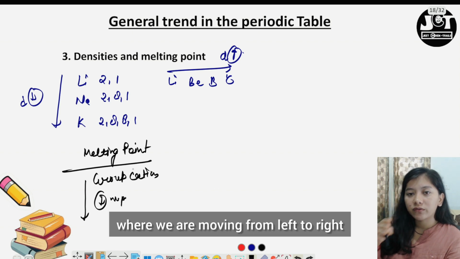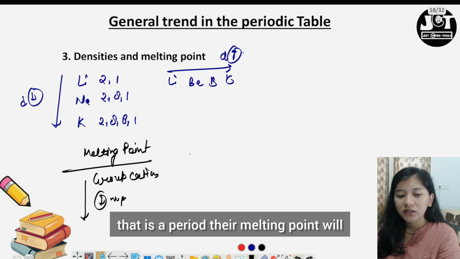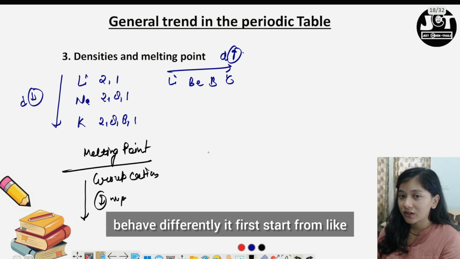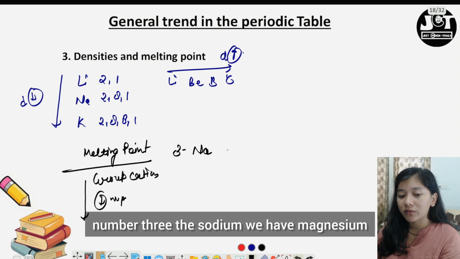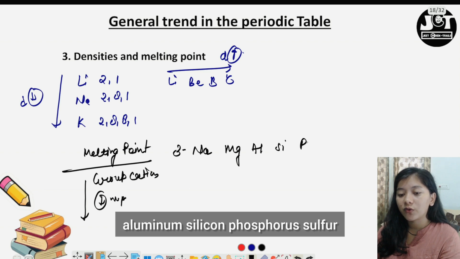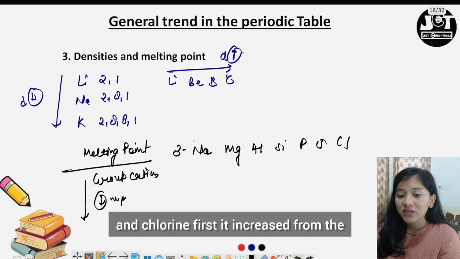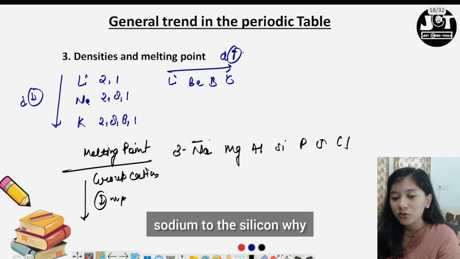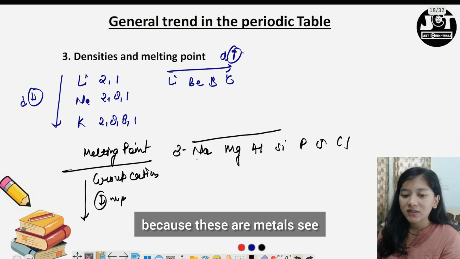While when we are moving from left to right, that is a period, their melting point will behave differently. Suppose I am using period number 3: sodium, magnesium, aluminium, silicon, phosphorus, sulfur and chlorine. First it increases from sodium to silicon. Why? Because these are metals.